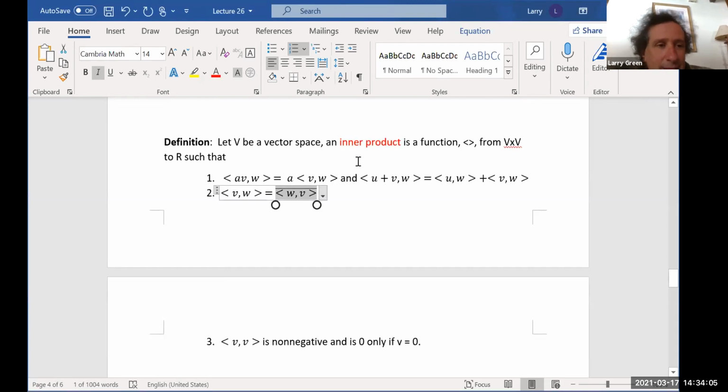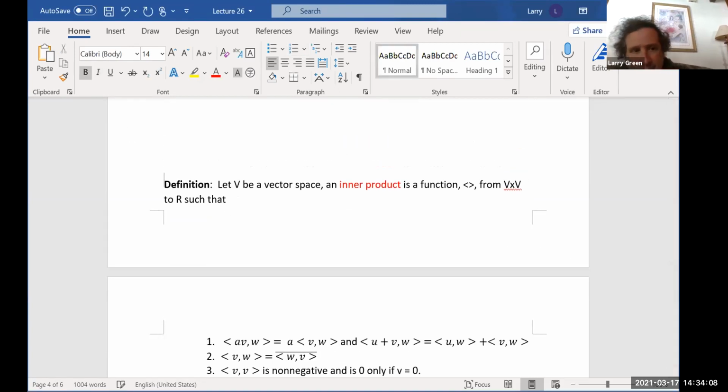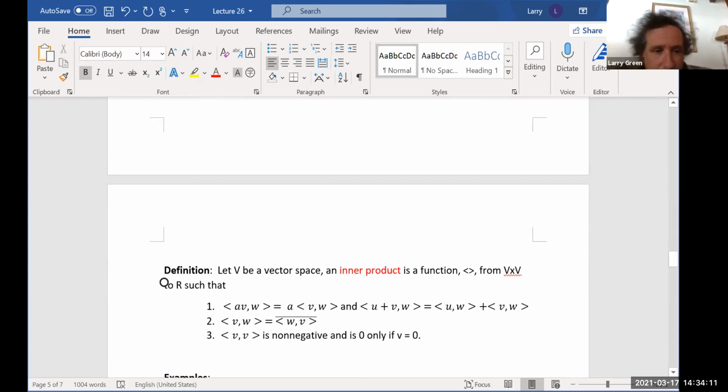Okay, and 3, let's put that on the same page, is <v, v> is non-negative and is only 0 if v equals 0. Where have you seen this before? Give me an example of an inner product that you have seen before, where you take two vectors and then you end up with a number. The dot product.